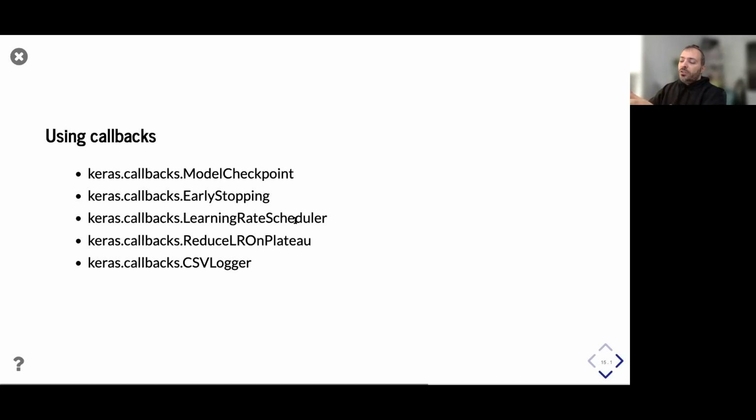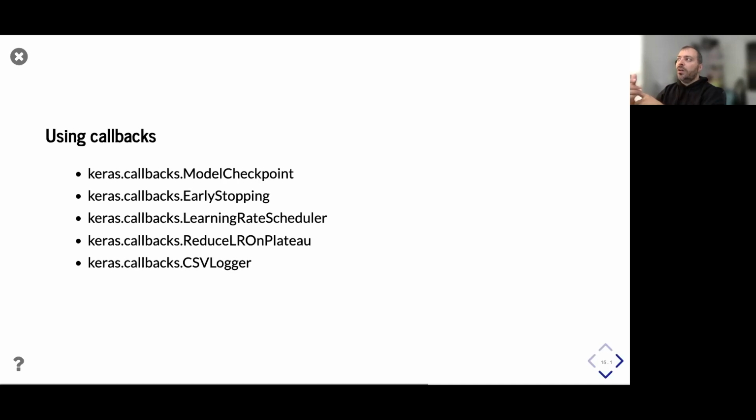Learning rate scheduler. Up to this point, we used a fixed learning rate for the whole training process, but usually you want to change the learning rate based on a specific schedule. For example, with reduce learning rate on plateau, you define that if a specific metric, for example the loss, does not improve after a specific number of epochs, then you want to decrease the learning rate by a specific factor, let's say half it or one tenth, etc. So this is very useful.